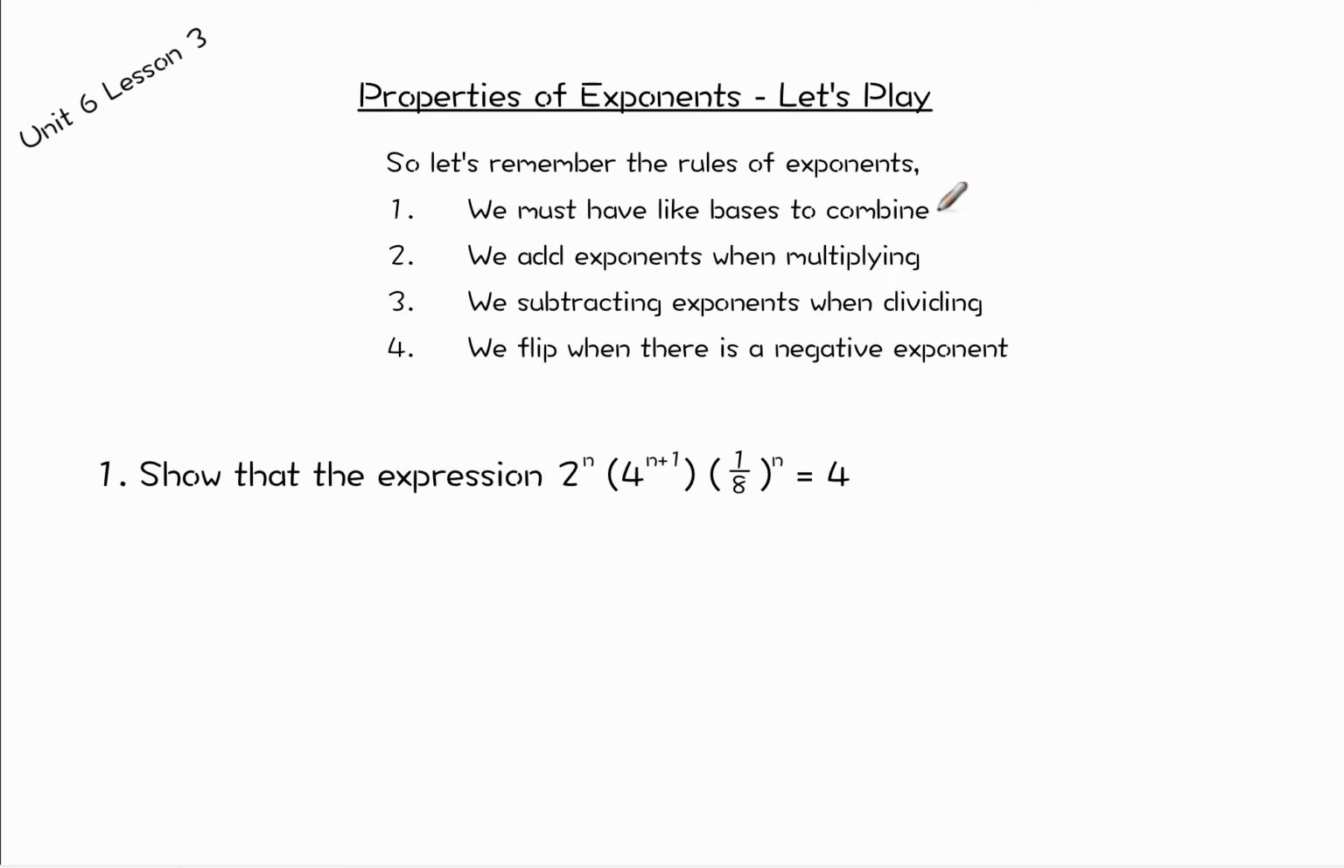First and most important is they have to have like bases in order for us to play with them. We add exponents when we're multiplying these bases, and we subtract exponents when we're dividing these bases. We flip the exponent when we flip the base when there's a negative exponent, meaning if the negative exponent is in the denominator, we can flip it up to the numerator, and if it's in the numerator, it flips down to the denominator.